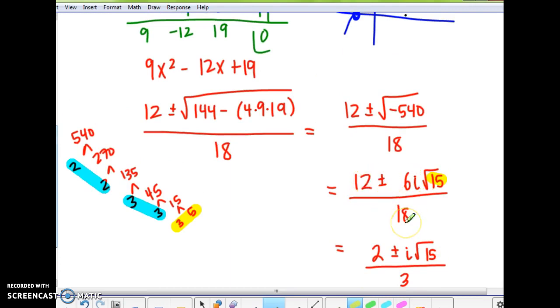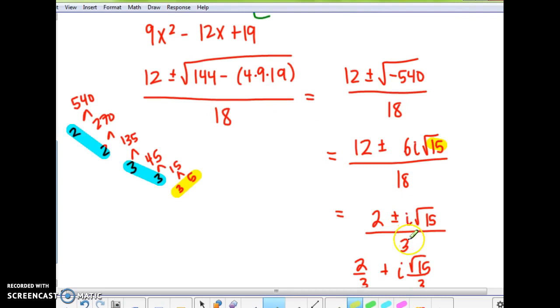12, 6, and 18 all have a common factor of 6, so I took 6 out of each of those. 12 divided by 6 is 2. 6 divided by 6 is 1. 18 divided by 6 is 3. So this is my resulting answer for my two other x values. So these are going to be considered roots. They're going to be considered zeros. When we get them in the right form, they would be linear factors. They are not, however, x-intercepts.